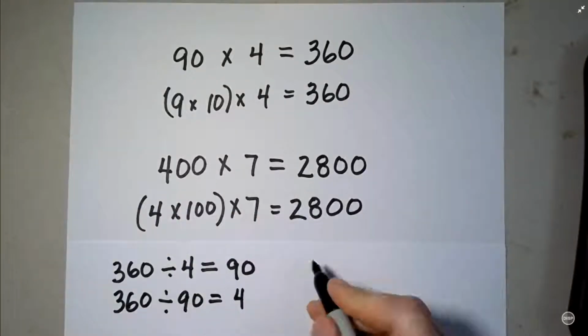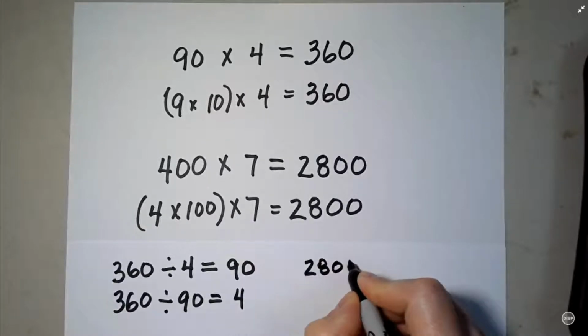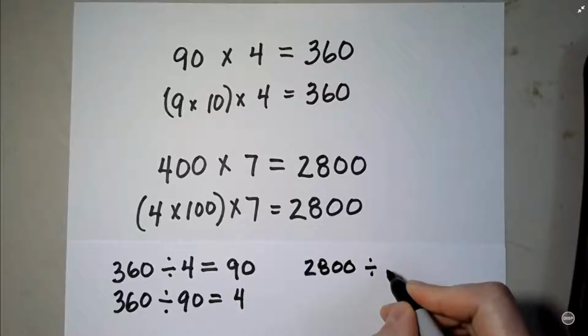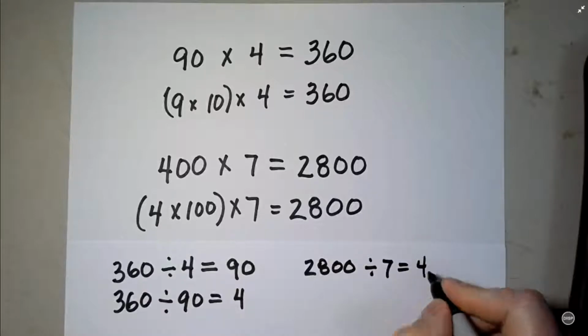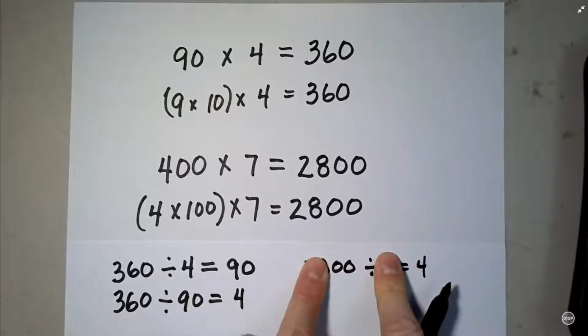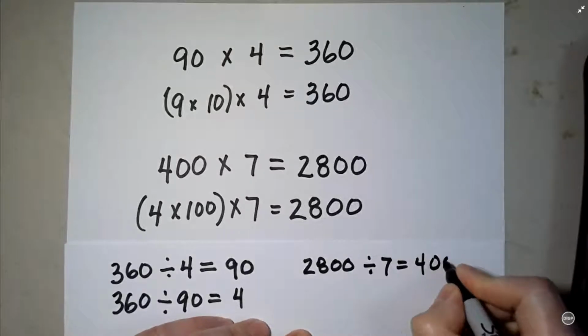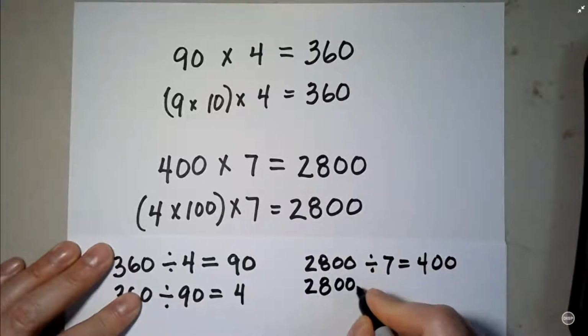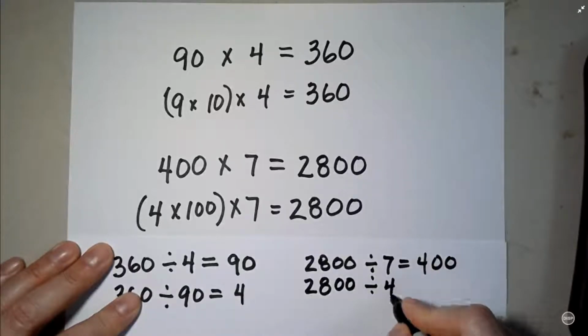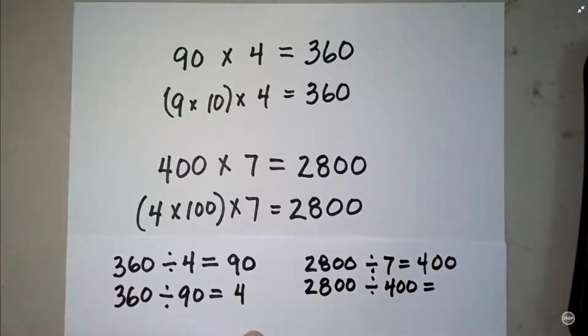And the same thing for this problem, 2800 divided by 7. Okay, 7 goes into 28 4 times. I have 2 zeros here. I need to add 2 zeros here. And 2800 divided by 400 equals 4 goes into 28 7 times. Got 2 zeros here. I already have my 2 zeros here, so it's just 7.